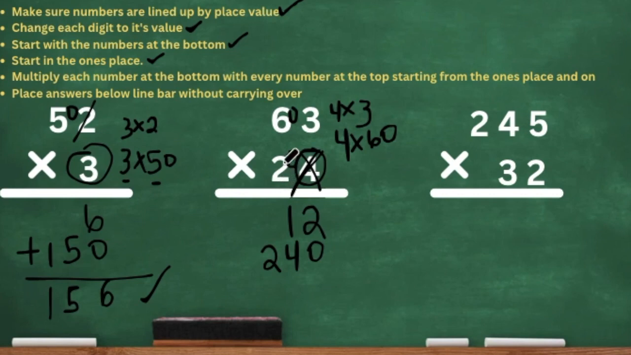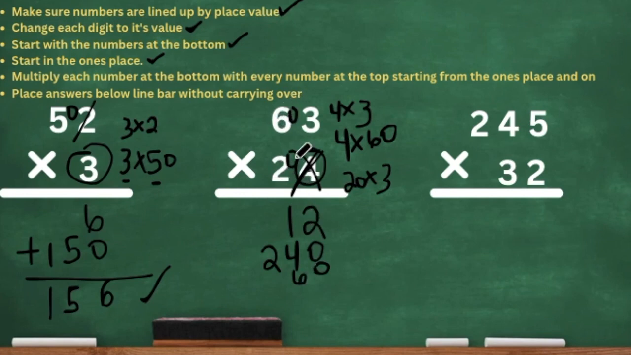Now we're on to the 20. Not a 2, but that's a 20, remember, because it's in the tens place. So now we're going to do 20 times the 3, and 20 times the 3 is 60, right? So I'm going to place my 60 here, lined up by place value.